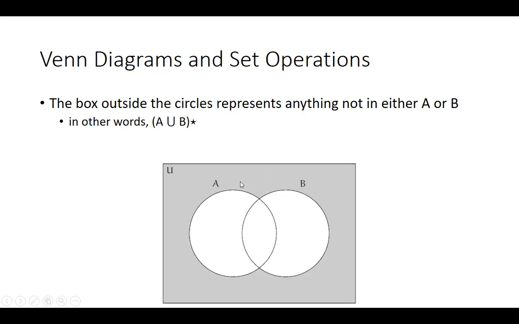Now, the box outside the circles, if we don't include the circles, then it represents anything not in either A or B. In other words, anything that is not in the union of A and B. In other words, A union B, in parentheses, star, the complement of the union of A and B.